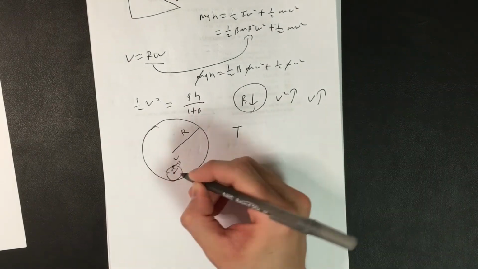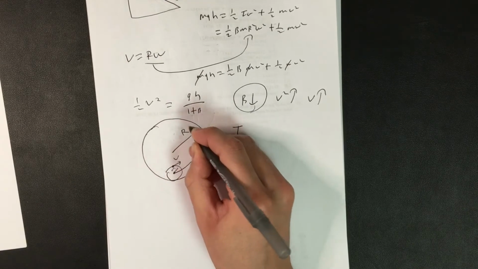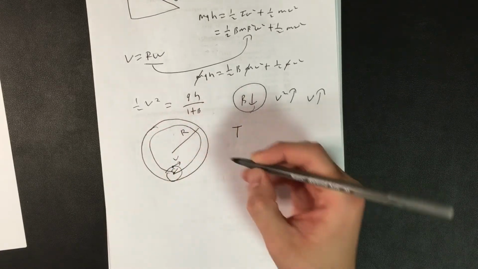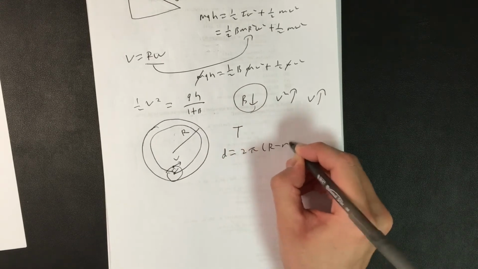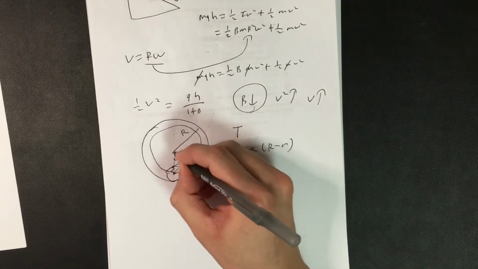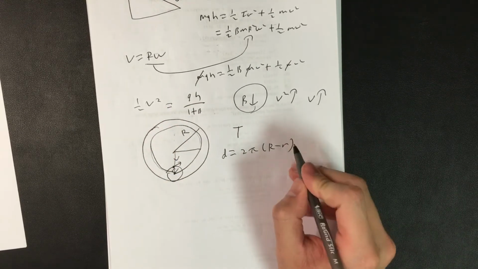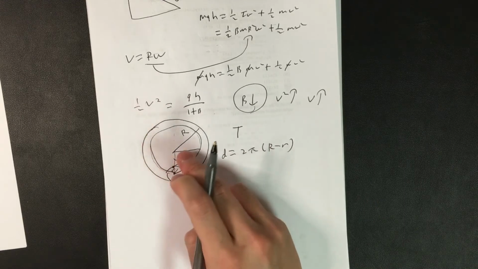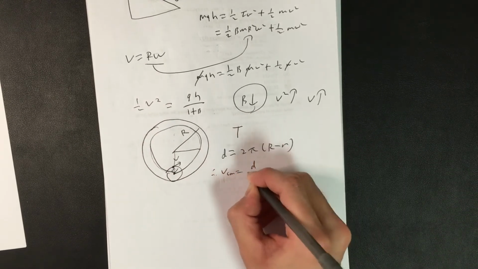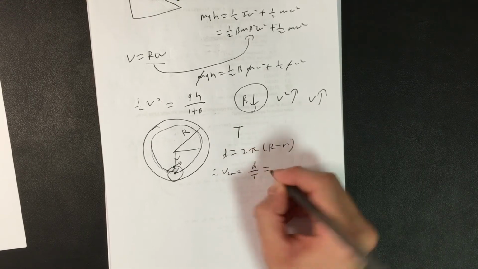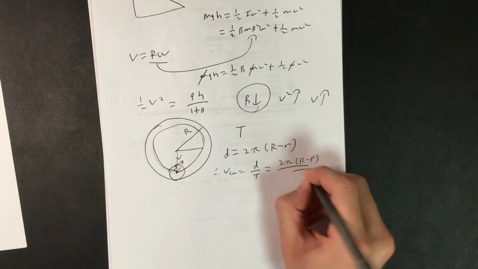Now, the distance that is traveled by the center of mass of this small hoop, if I trace the path, it's going to look like this. The distance is going to be 2 pi times big R minus r, because the radius of this traced path equals big R minus r. Therefore, the distance equals the circumference of this circle. So therefore, V center of mass, which equals the distance divided by T, equals 2 pi times big R minus r over T.